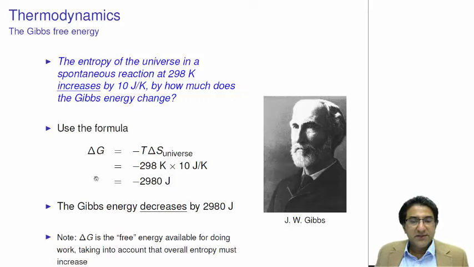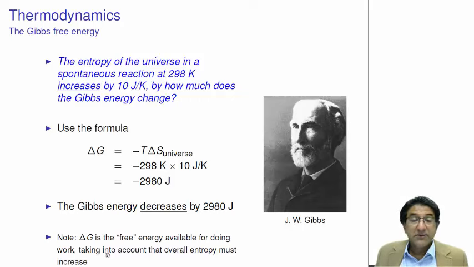Now, what's the meaning of delta G? It turns out that delta G is the free energy, that's why it's called the free energy, available for doing work. Delta G is related to the amount of work that you can get out of a system, taking into account that overall entropy must increase.